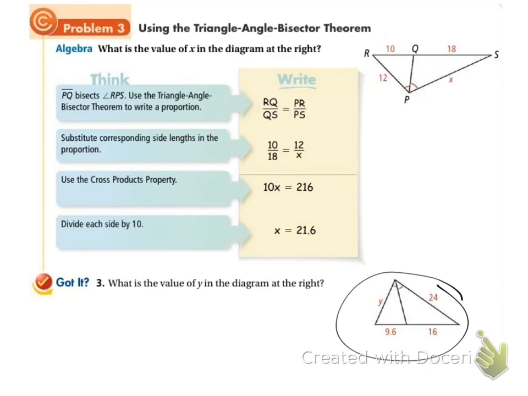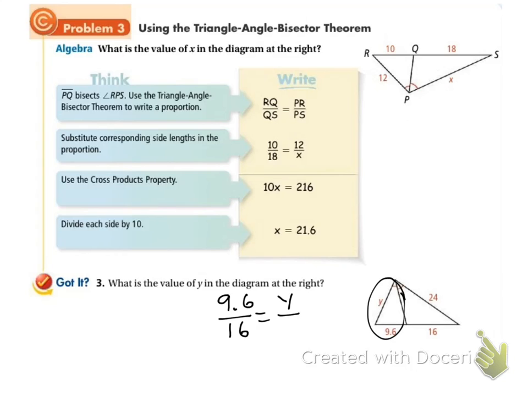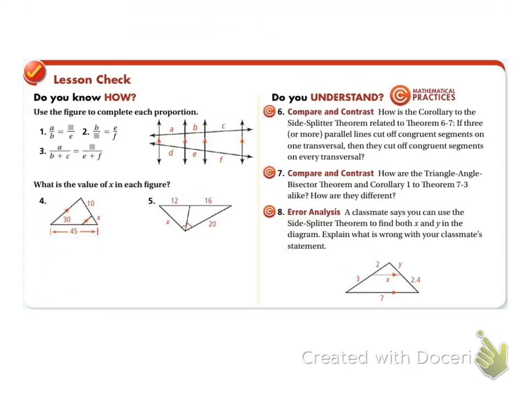So let's try that down here. 9.6 over 16, right, bottom over bottom, equals y, and make sure you're using the same triangle, right? That triangle's on the top, the other one's on the bottom. So y over 24, and then we're going to cross multiply. So 24 times 9.6, that's 230.4 equals 16y. When we divide both sides by 16, we get that y is equal to 14.4. And there's your homework.